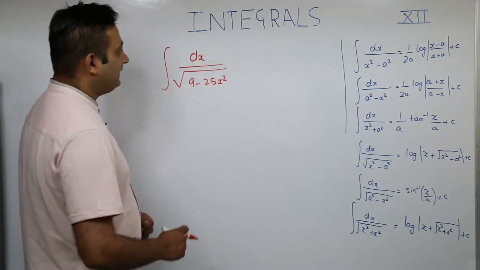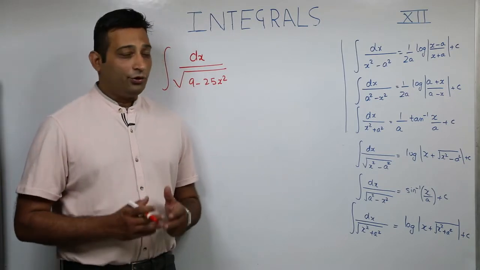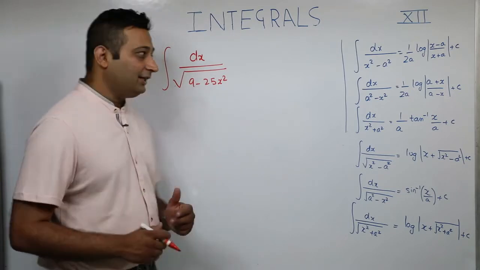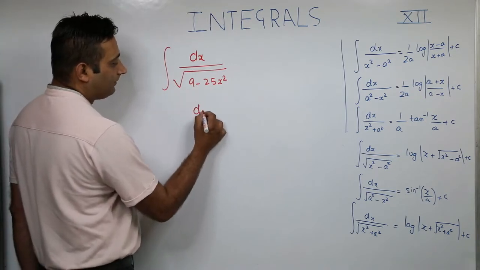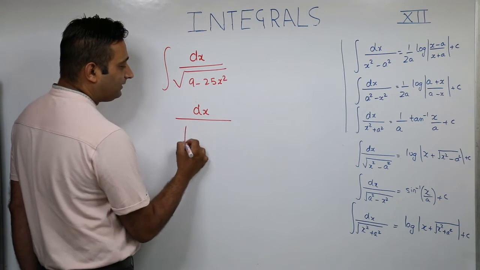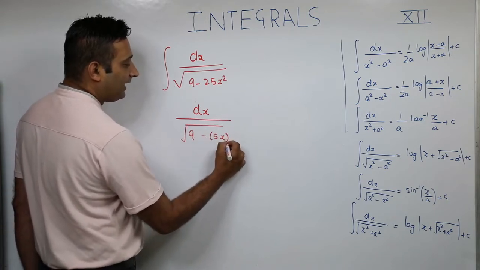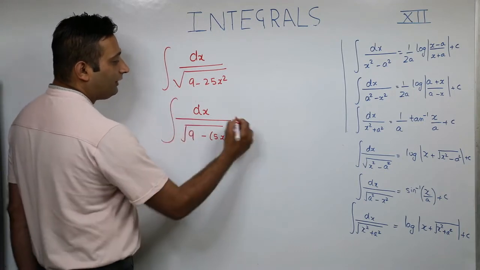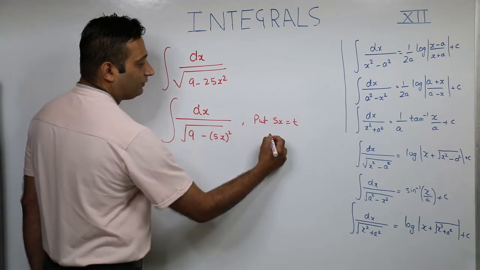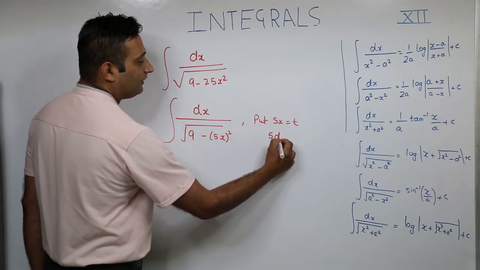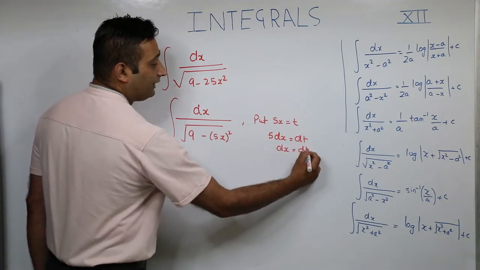Now in this problem you can see that there is dx by under root 9 minus 25x square. We don't have x square here, we have 25x square here. So we need to convert into the standard form by applying some standard substitution. We can rearrange the terms and write 25x square as (5x) whole square. Now we can substitute, we'll put 5x as t. The derivative of 5x is 5, so 5 dx is equal to dt, which means dx is equal to dt by 5.